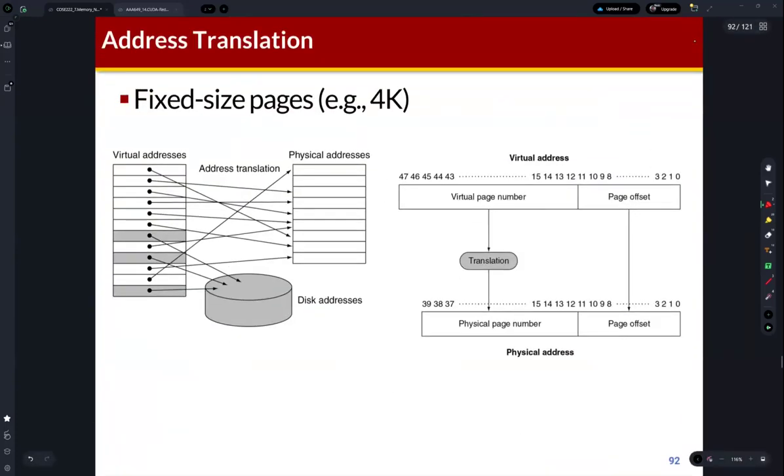And then in the next class I will explain how this translation, the virtual memory to physical memory space translation, is performed. Okay. Thank you for your attention. See you in the next class.